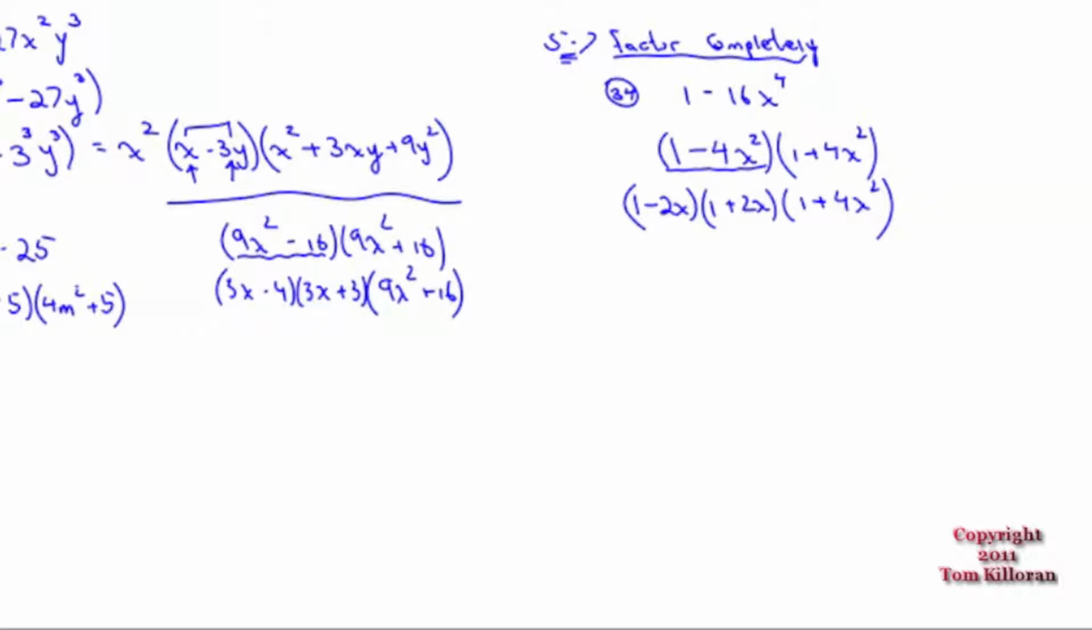Yeah, this one's nice. 36. 2x to the fourth minus 2x squared minus 24. What would you do first? Take out a greatest common factor, which happens to be 2. So kick out a 2. Left behind will be x to the fourth minus x squared minus 12.